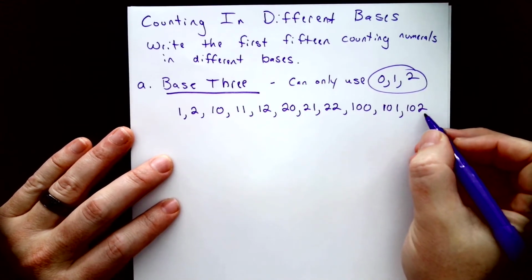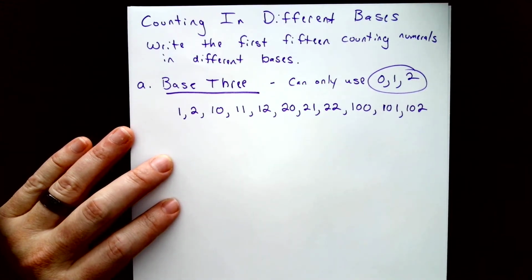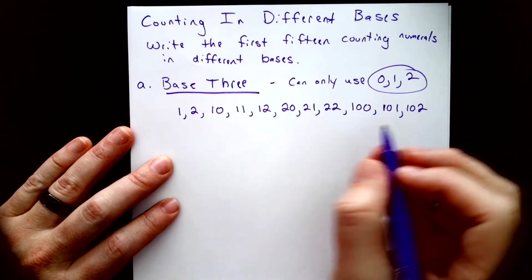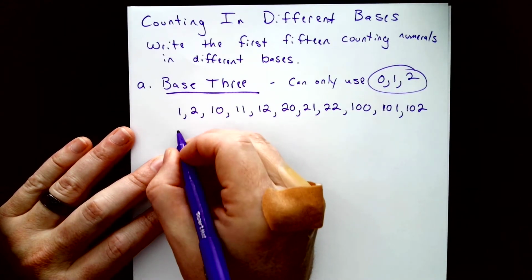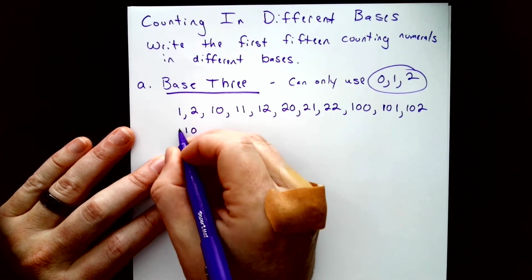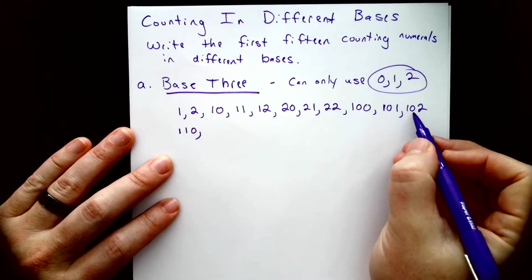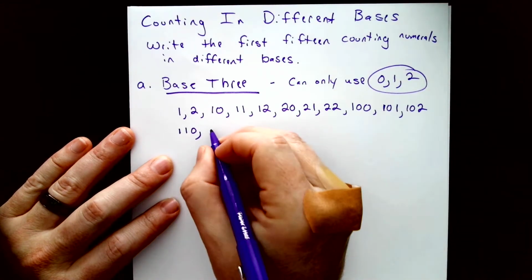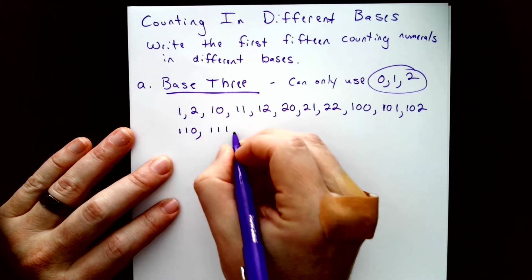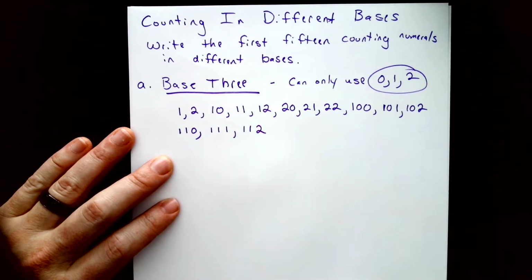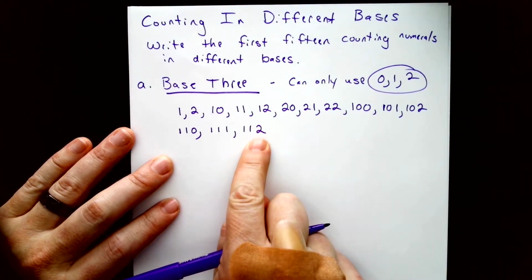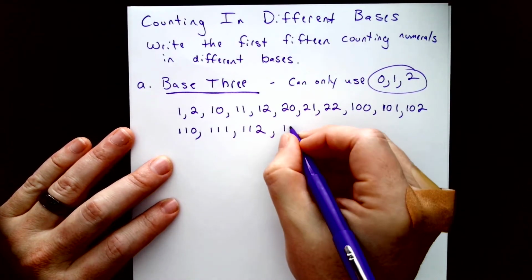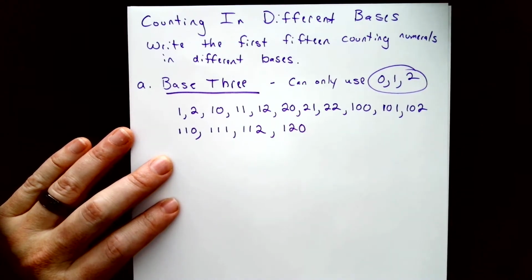After 1, 0, 2, we cannot put 1, 0, 3 because 3 doesn't exist in base 3. So we have to add to the digit to the left and then reset the one on the right. Our next one would not be 1, 0, 3, it would be 1, 1, 0. We raised this digit up by 1 and then reset it at 0. Then our next ones would be 1, 1, 1 and 1, 1, 2. Now we can't put a 3 here, so we have to raise this digit up again. So our next one will be 1, 2, 0.